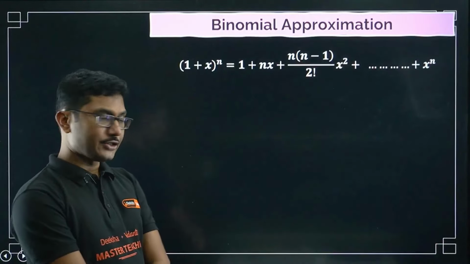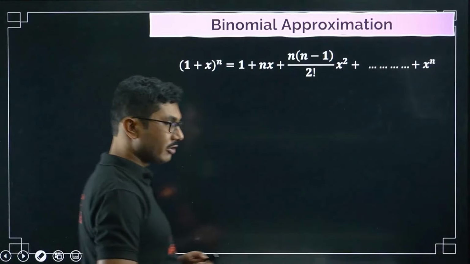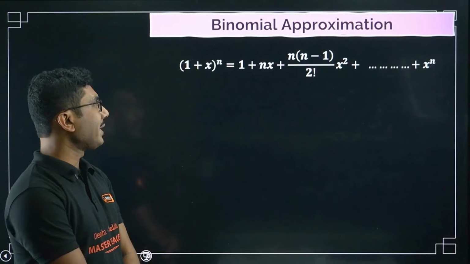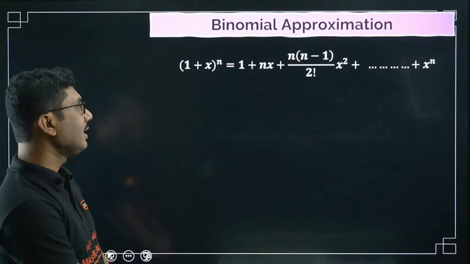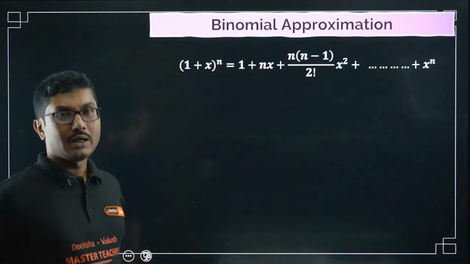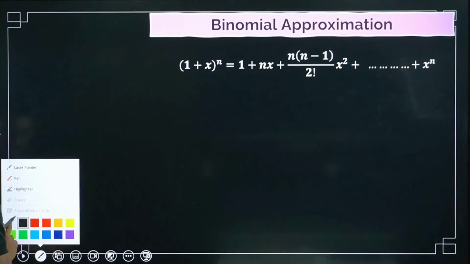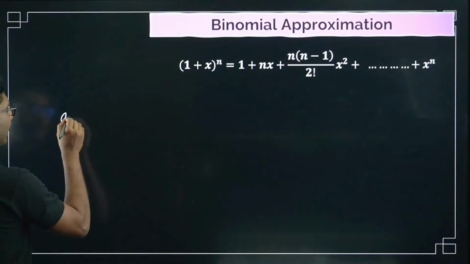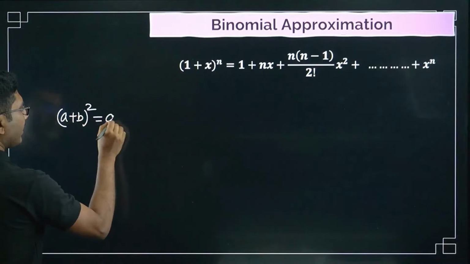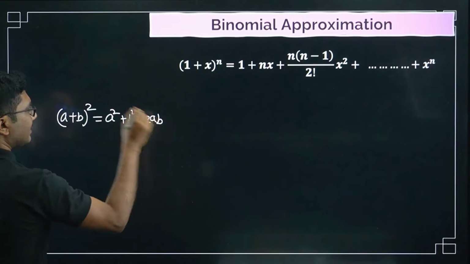binomial approximation. So some of you may have done it, some of you may not have done it. Any expression in the form 1 plus x to the power n can be broken into binomial terms. For example, a plus b whole square, you can break it into a square plus b square plus 2ab, right? This is the common equation.